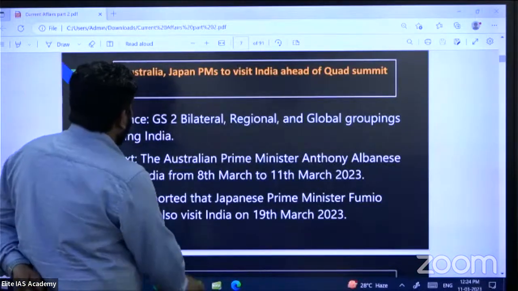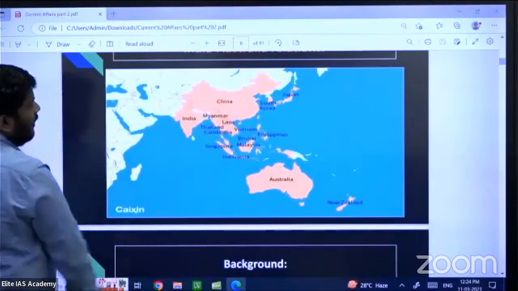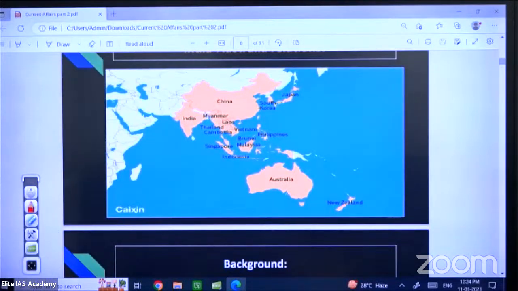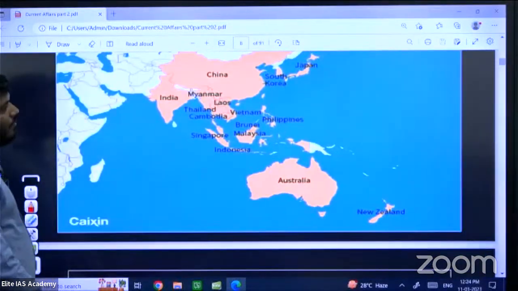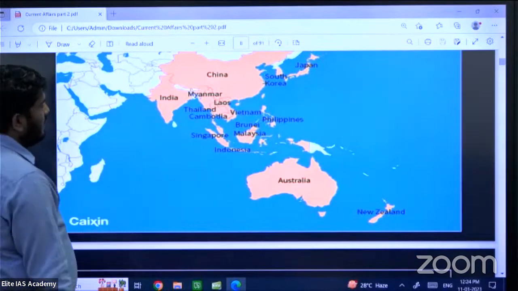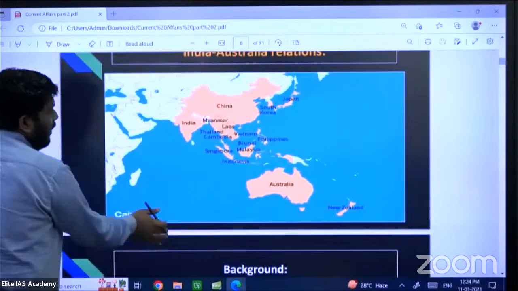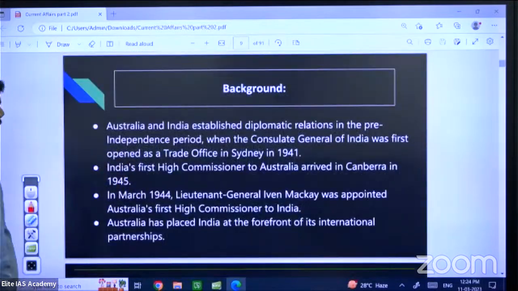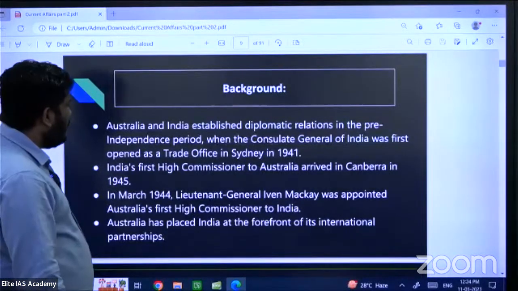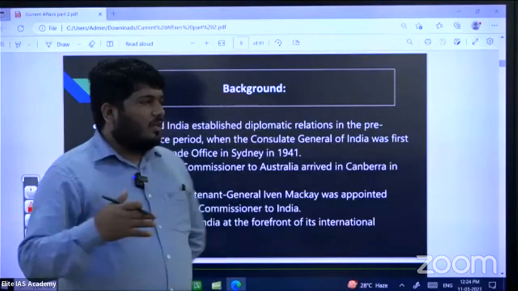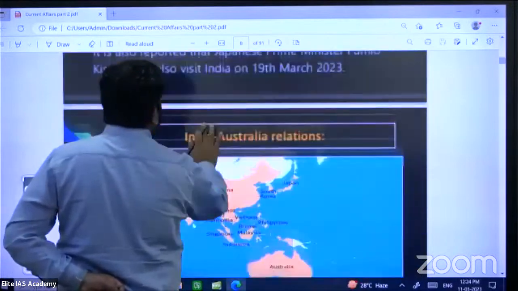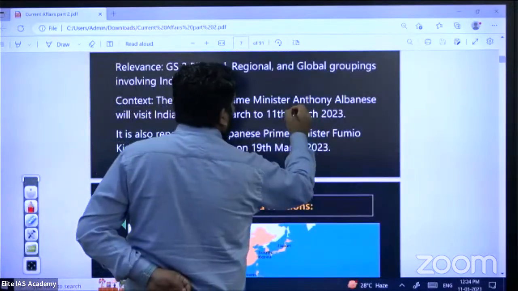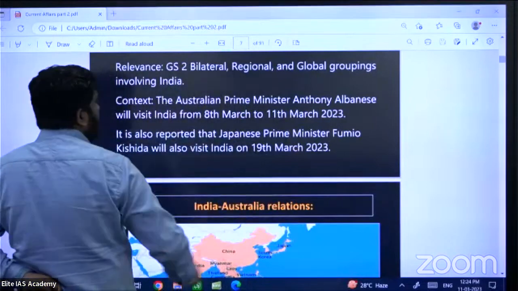Okay. Coming back to the topic, you can see what I have explained. The country names of the Indo-Pacific, you can see through this, I'll zoom it out. You can see the names: Japan, South Korea, Myanmar, New Zealand, Australia, Indonesia, and everything. Okay. Now India and Australia have diplomatic relations since the independence period, when the Consulate General of India first opened a trade office in Sydney in 1941. This is recently in the news, because you know that the Australian Prime Minister, Anthony Albanese, is in India.